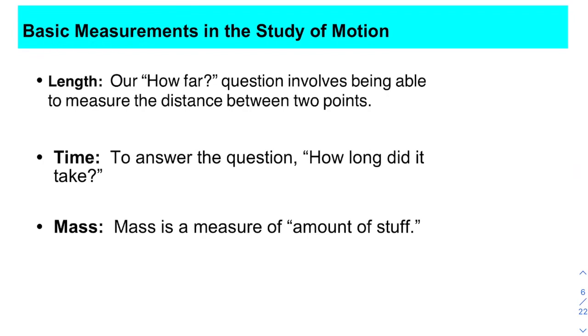Alright, so basic measurement in the study of motion. This recalls a sweet memory for you. For length, when the question asks how far, it involves being able to measure the distance between 2 points. How far means that it needs the information of distance between 2 points. When we talk about time, it answers the question of how long did it take. Next one is mass. Mass is actually a measure of the amount of stuff, or the material.